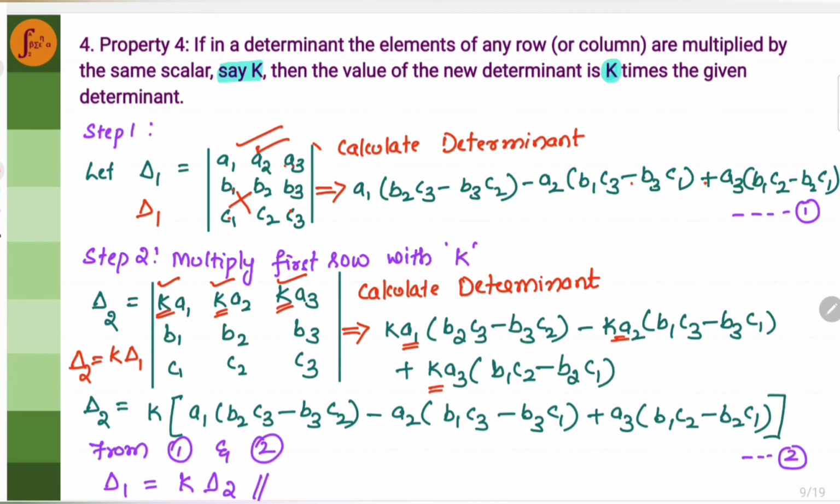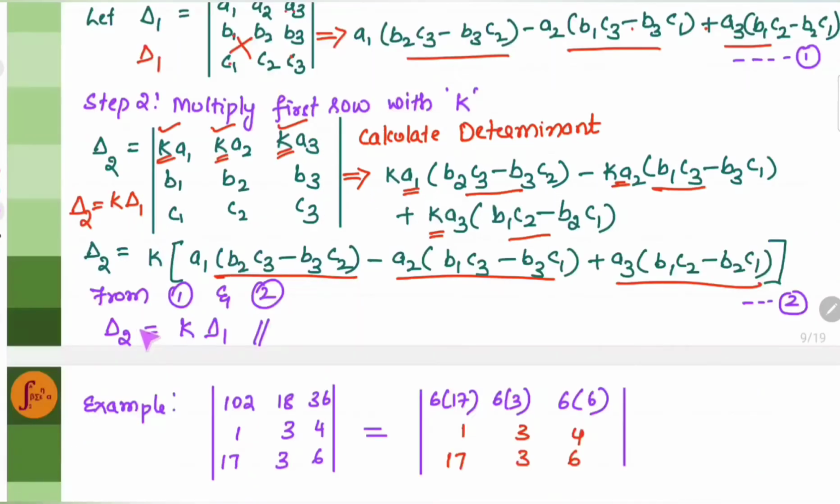So now when you try to take the common factor, for all these three terms you have k as common. So put k as common here, right? When you take k as common, you'll be left with these terms. And if you notice, all these three terms are nothing but these three terms. So basically, you can write this as k into, all these three terms represent determinant 1. So basically, from 1 and 2, determinant 2 is k times determinant 1.